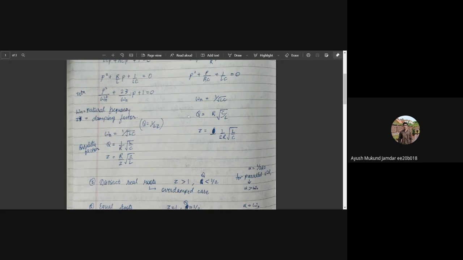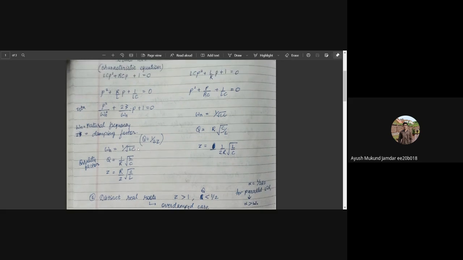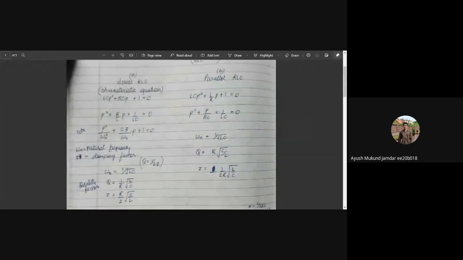So we have to define some more terms here. Omega n is the natural frequency of the circuit. That is, in both the cases, it is 1 by square root LC. Q is the quality factor of the circuit. That is 1 by R square root L by C in the series case, and R times square root C by L in the parallel case. That is, it is the reciprocal of the series case. And zeta in the series case turns out to be R by 2 square root C by L, and in the parallel case 1 by 2R square root L by C.